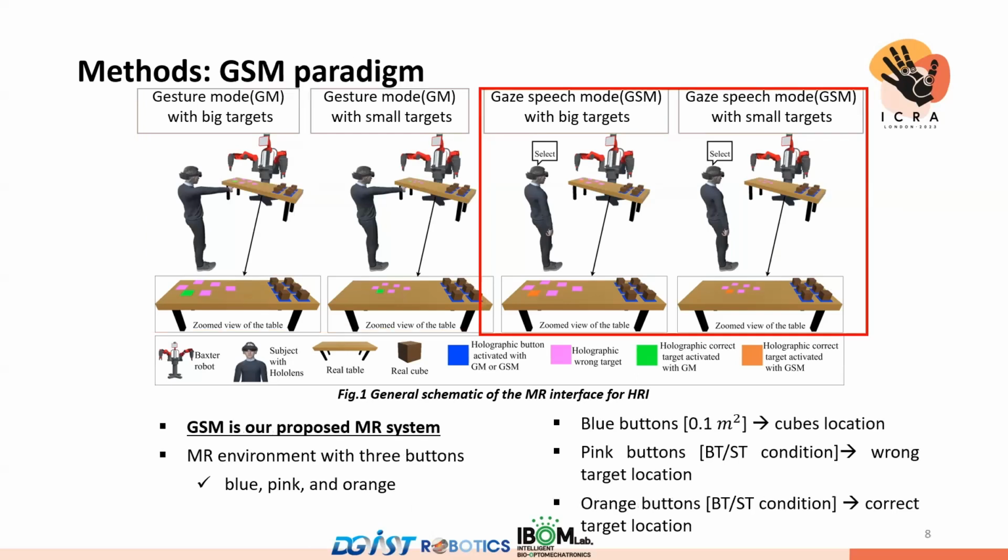Figure 1C and D show our proposed system, gaze-speech mode. Like the gesture mode paradigm, the MR environment shows three interactive buttons: blue, pink, and orange. All buttons, conditions, and sizes are the same as in gesture mode. However, the interaction process is different. The software recognizes the subject's gaze and speech command called select.